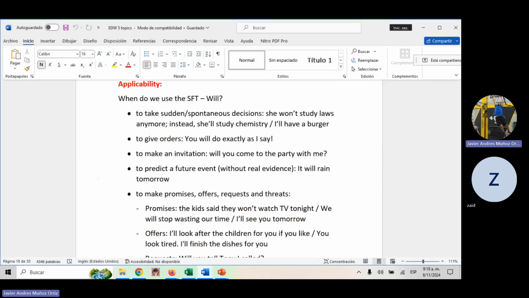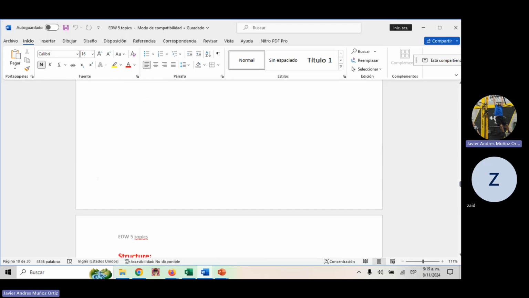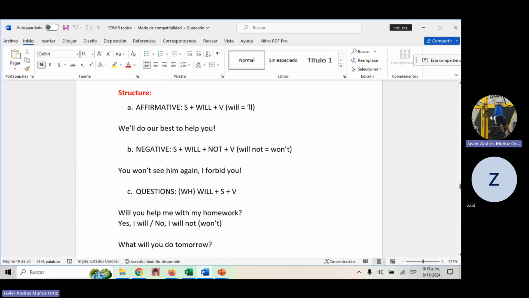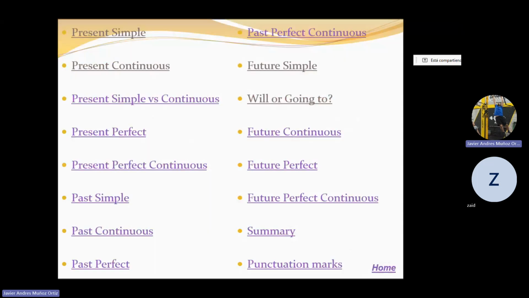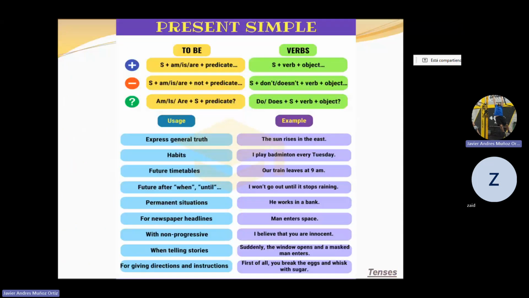But the main reasons, we use future will especially to predict the future, to make promises, and to take spontaneous decisions. There are more reasons, but these are the most important reasons. ¿Vale? How does this work? We're going to make a parallel between future simple tense and future will. ¿Vale?